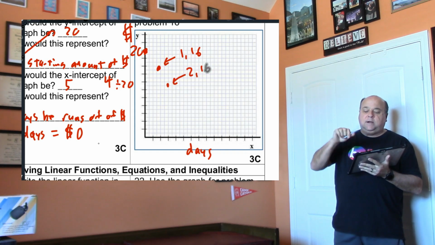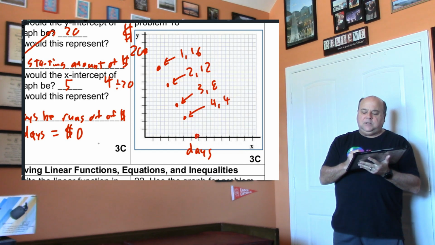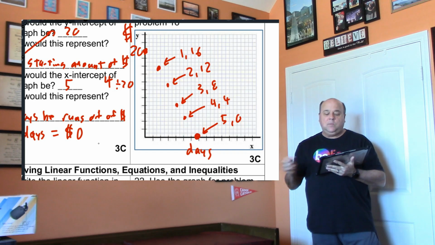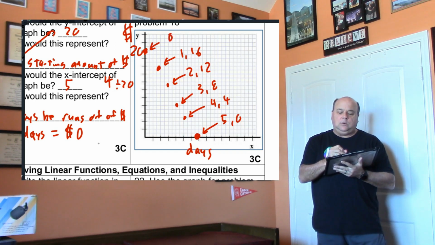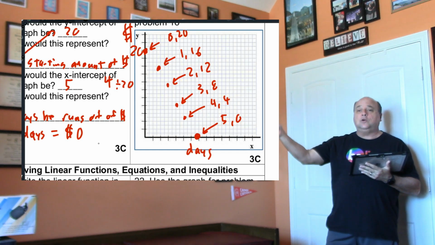So the money's going down by $4 every day, right? At 3 days, he'll have 8. At 4 days, he'll have $4. And what happens on the 5th day? On the 5th day, he runs out of money, right? And this right here would be 0, 20. The x's are your domain, the y's are your range.